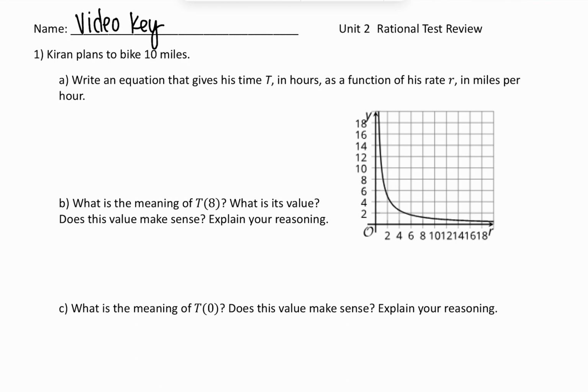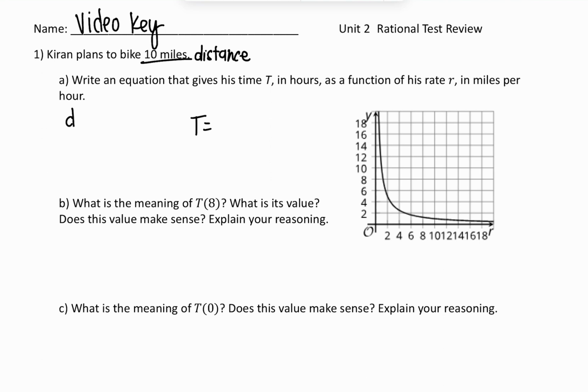In this first question, if Kieran is planning to bike 10 miles, that's our distance. Then we're writing an equation that gives his time t, so we want the equation to be t equals a function of his rate. So r is going to be the variable that's changing, the independent variable.